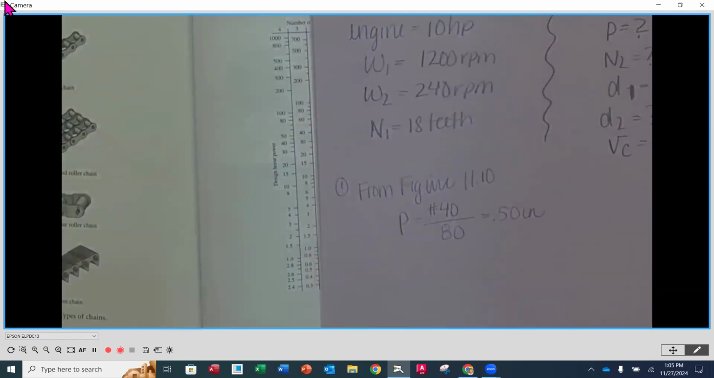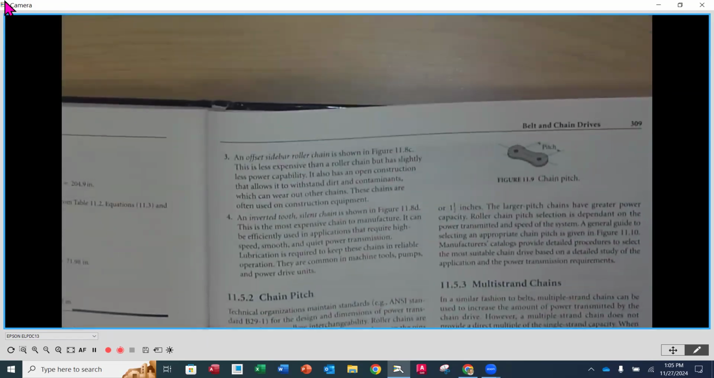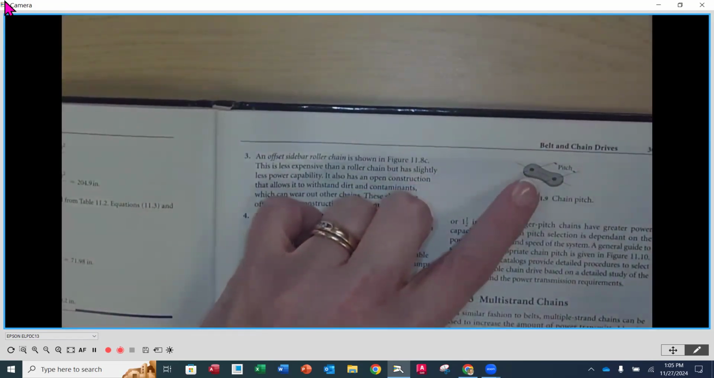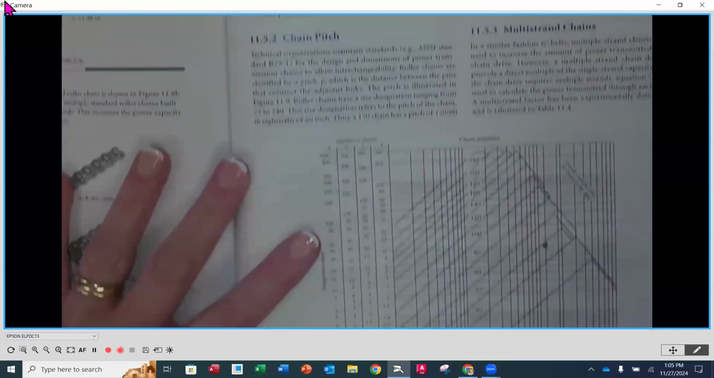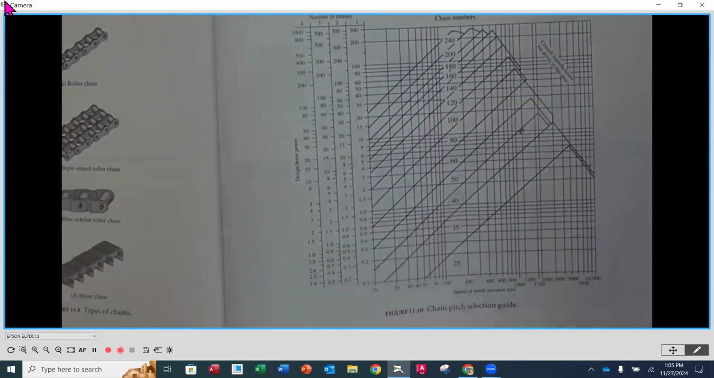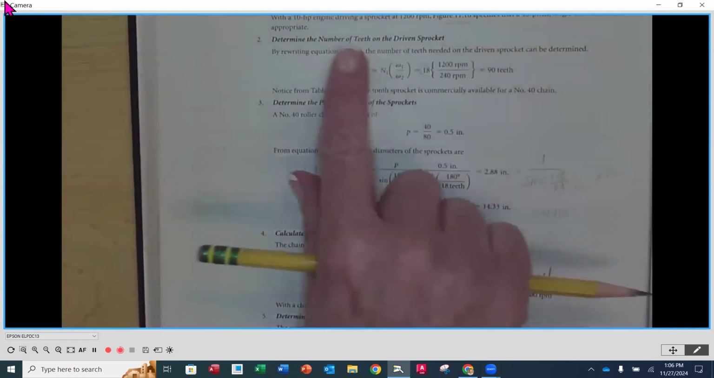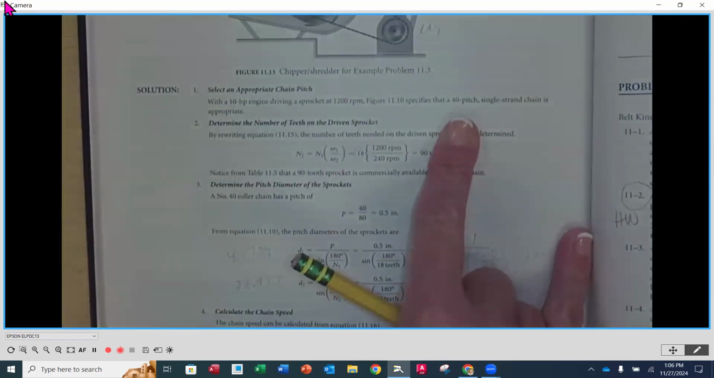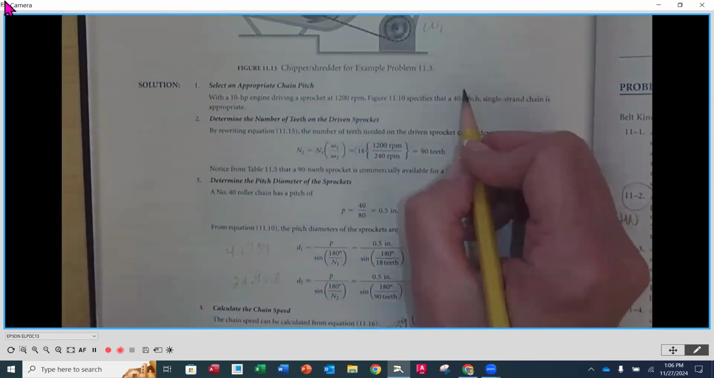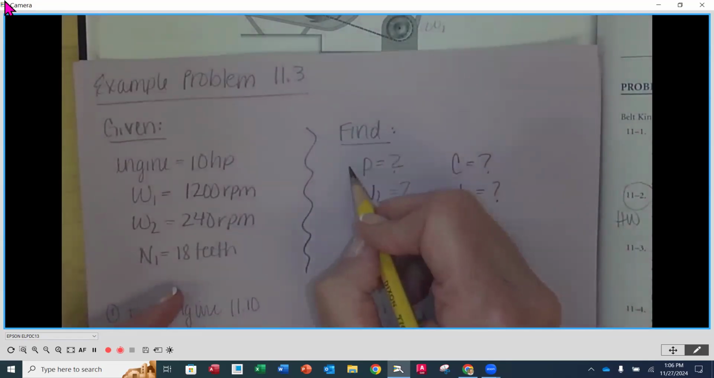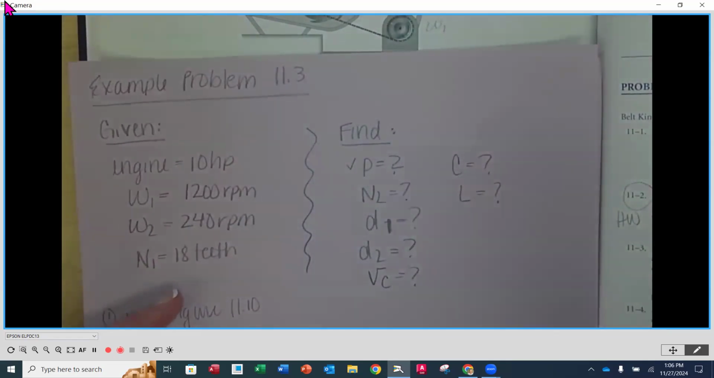If we look at the top of page 309, the distance between the two pins on our side plate is going to be a 1/2 inch, or 0.5. So it's number 40 chain, but that equates to a 1/2 inch pitch. All right, let's go back to our problem, page 312, and see what they do next. They got a number 40, which is exactly what we got. So we've got that one done, and we could put a little check mark in front of our P.